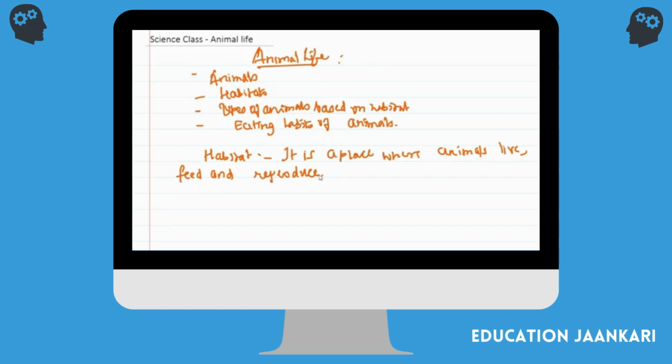Very good. So habitat is very important for any animal because it is the same place where they are living and they get to eat and they give birth to young ones. So what are the examples of habitat? Let me know.